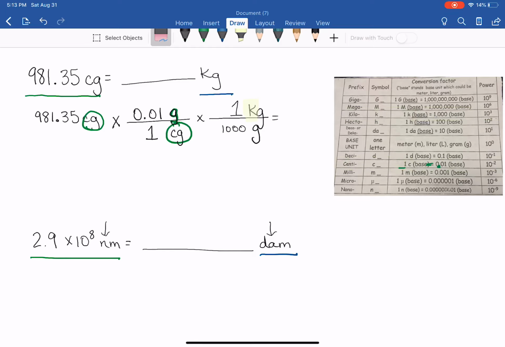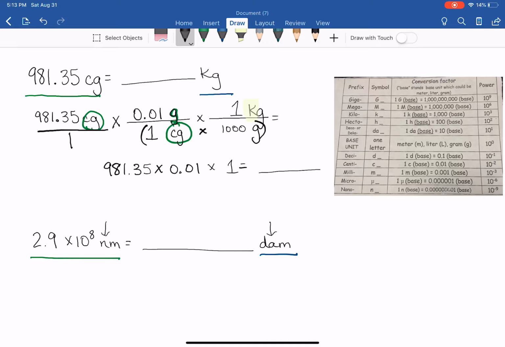All right, so now the math on this is just multiplying everything across the top. This is actually understood on the top, that 981.35 centigrams. So the math is going to be 981.35 times 0.01 times 1, and I'll get an answer. And then I will divide it by 1 times 1,000, okay, because that'll have to be in parentheses.